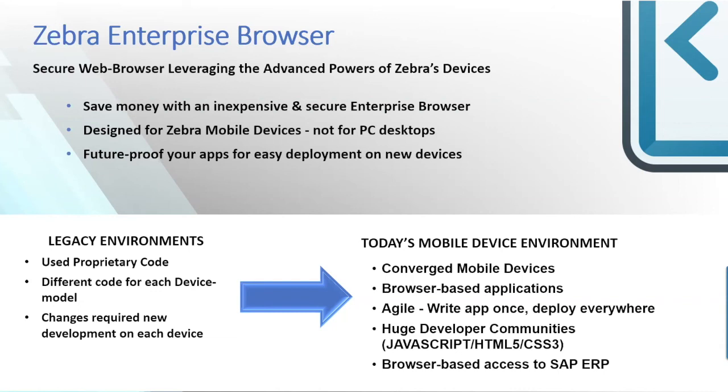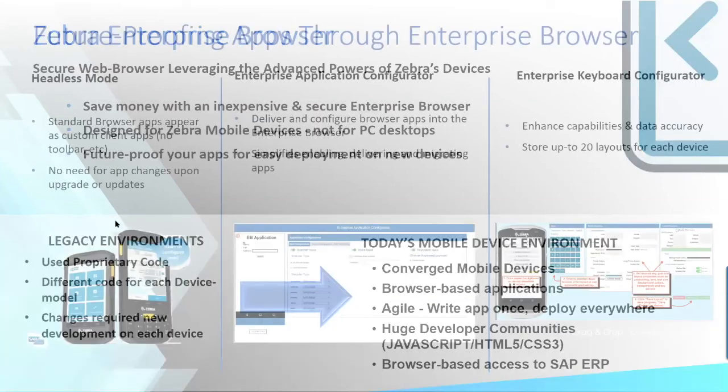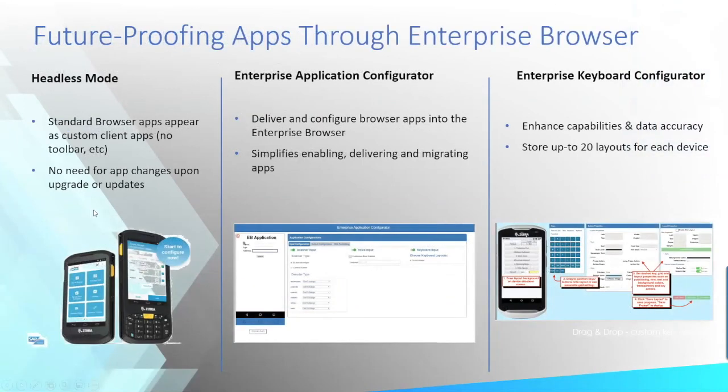And as I mentioned, we've got this enhanced value for SAP ERP, and I'm going to talk about that in another slide. One of the things we can do with SAP as well as other applications is run in what we call headless mode, where we're not showing the standard browser bar, so that it actually looks like a custom application. You don't have the browser bar running on the top, etc. So it looks like a custom application, but it's really a browser-based application.